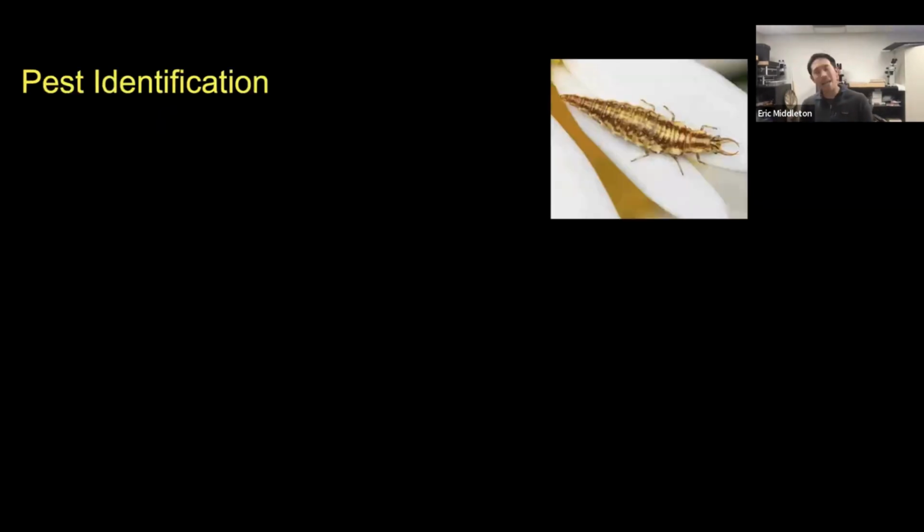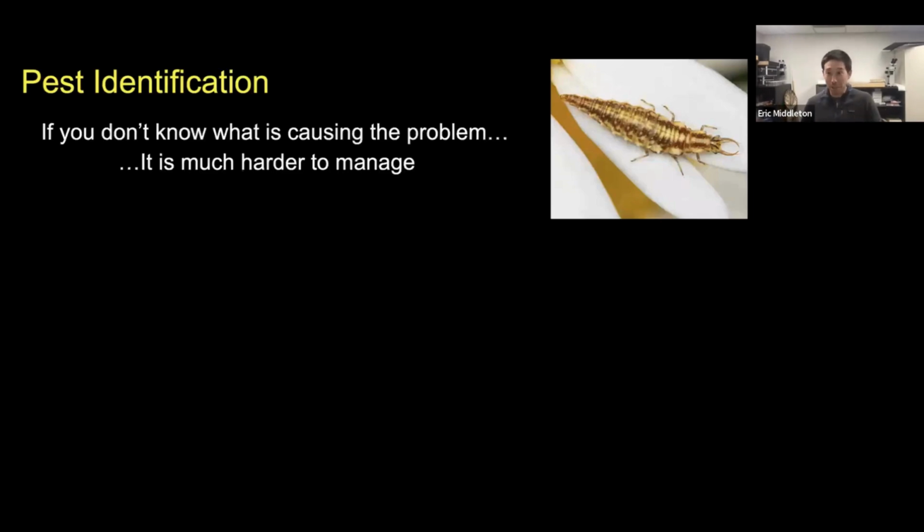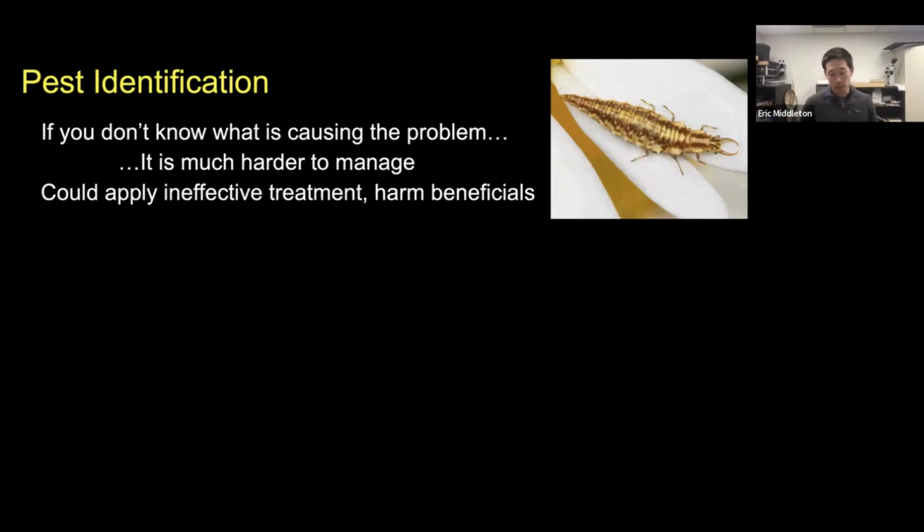So when it comes to this, pest ID obviously is one of the biggest and most important things you have to be able to do, because if you don't know what's causing the problem, it is obviously going to be much harder to manage. And additionally, your treatments could be ineffective, or you might even be harming yourself by hurting, say, beneficial insects or other arthropods out there that might be helping you otherwise. Those could be pollinators, those could be predators or natural enemies.